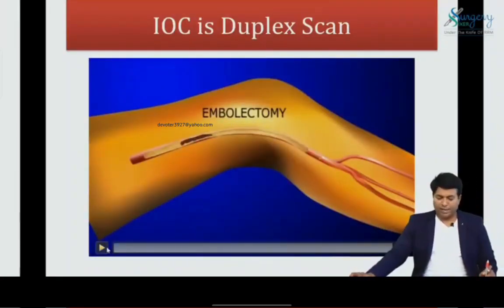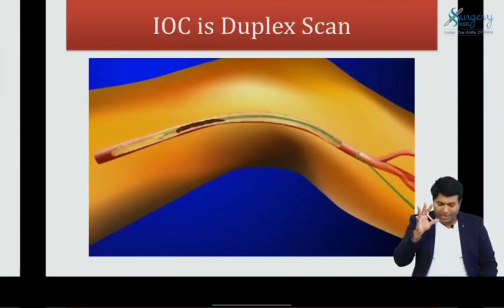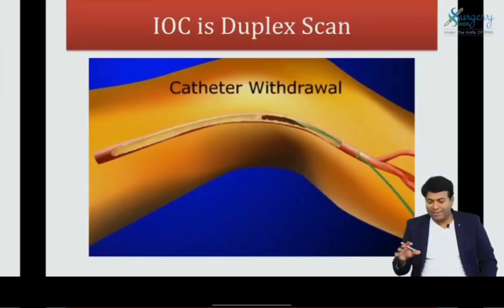You can see how the embolus is removed by a Seldinger technique. You can see the embolus catheter is entering inside. The Fogarty balloon is inflated. We are removing the embolus. As you withdraw it, the embolus is coming out. So this is the important point.